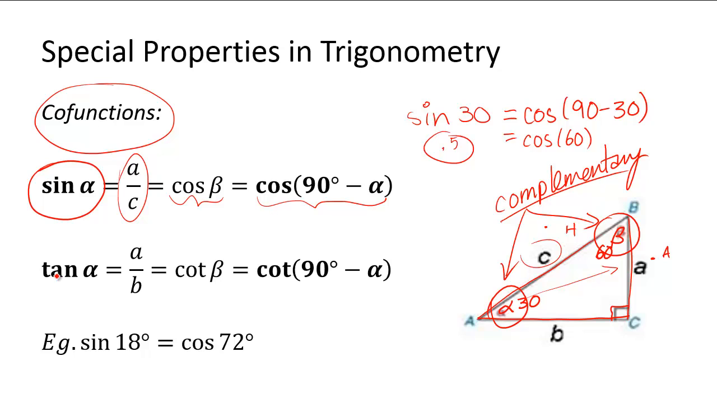So it's true. Also, tangent and cotangent are cofunctions as well. They work in the exact same way. So here's another example for you to check out.